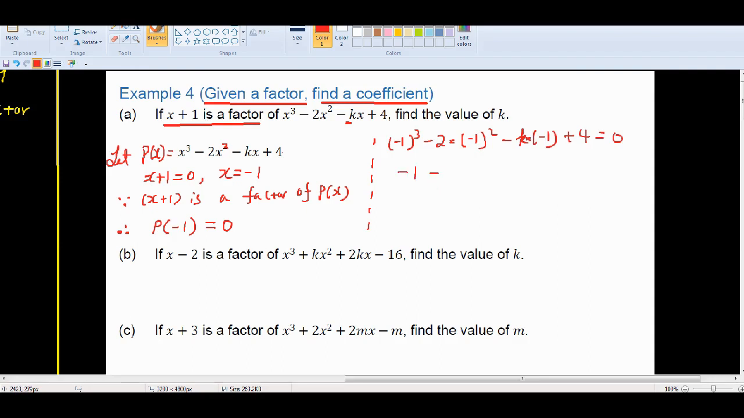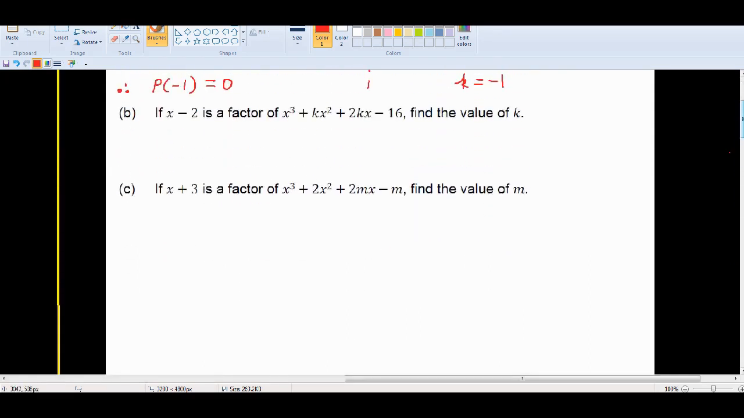Let's simplify, and basically you will have 1 plus k equals 0. That means k equals -1. So that's it.